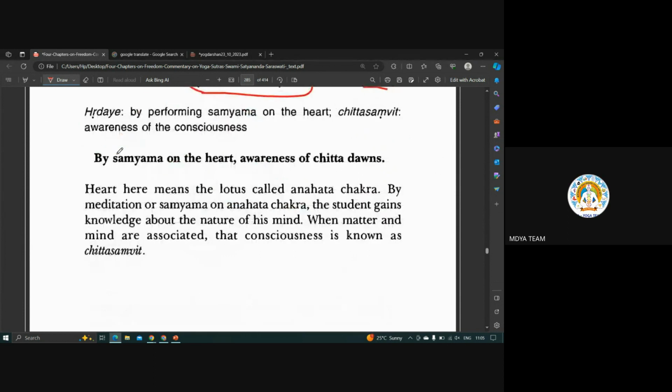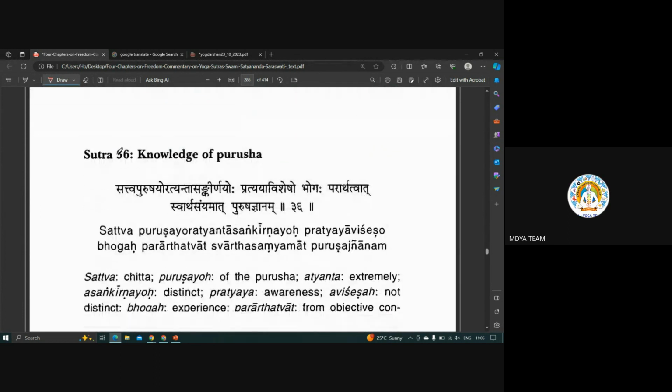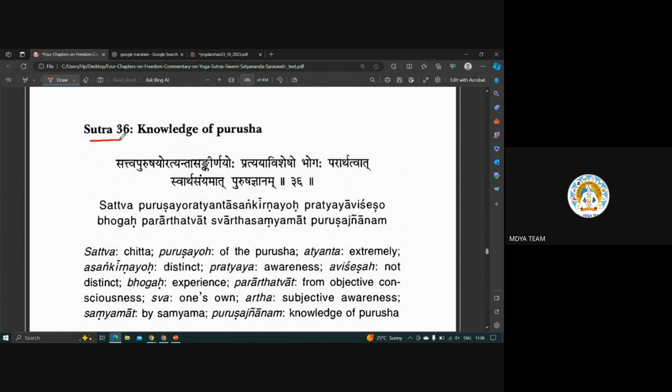Excellent, nice. And next is Sutra number 35. How does the yogi do self-realization? How will the yogi get the knowledge of the soul? Because Purusha is also the soul. Purusha Vishesha, Drashta. How will the yogi get the knowledge of the Purusha?